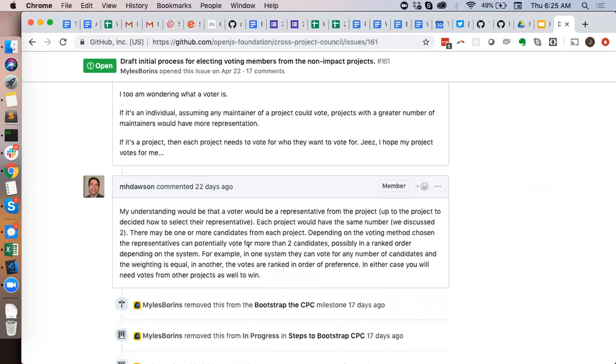If a new project joins as an impact level project, do they immediately elect their two representatives? Is that kind of a mid-election, and then it happens again at the same election time? If new projects join as non-impact level projects and they're early, like they didn't have the opportunity to raise their hand and participate in this, what do we want to do?